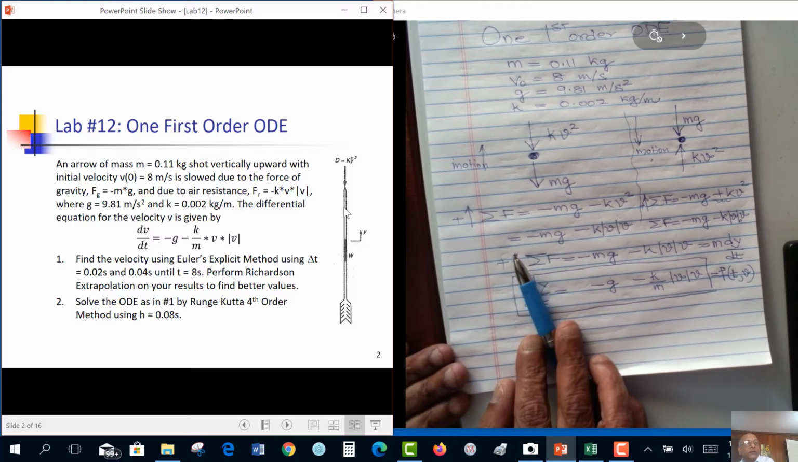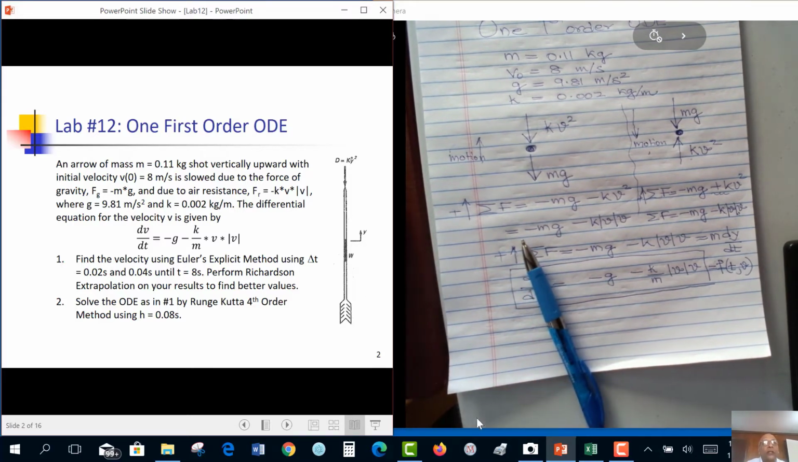Okay. So our goal is to find velocity using Euler's method, delta t of 0.02, and then we will double it to 0.04 so that we can perform Richardson extrapolation. Now we are going to integrate it up to 8 seconds. According to my calculation, we would have reached terminal velocity, which is constant velocity. So we are going to perform Richardson extrapolation and find out how large our error could be. What is the absolute error bound?